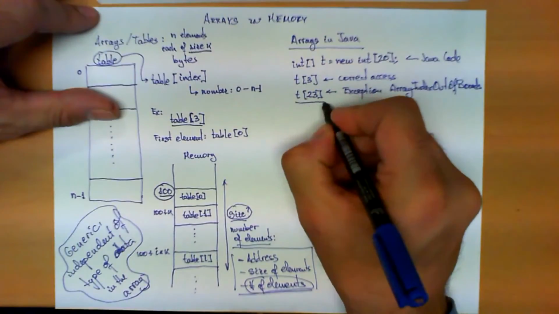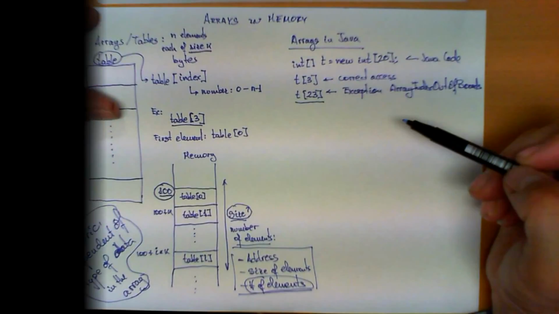So how does Java know that 23 is an illegal index for this array? Well, very simple, it compares 23.